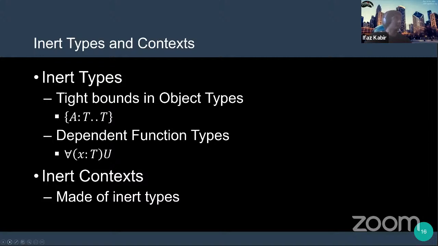So what are inert types? Inert types are just object types where the bounds are tight. So if you have a type member A, then the upper and lower bounds have to match, or it can also have a dependent function type. And inert contexts are just typing contexts which map variables to inert types.